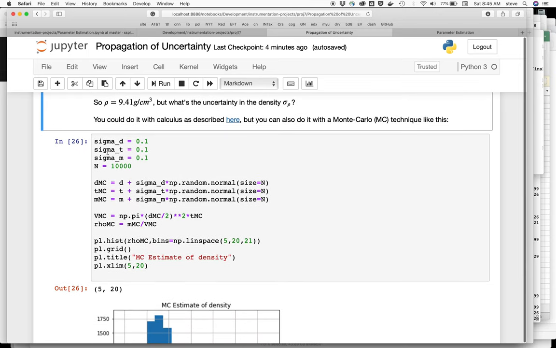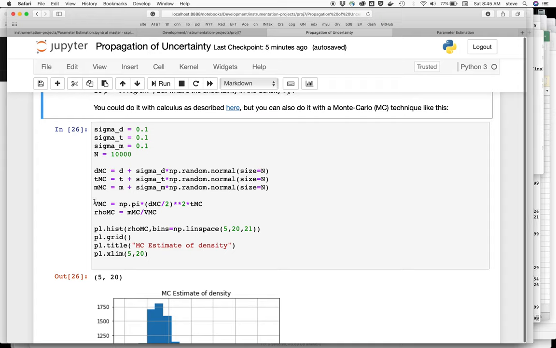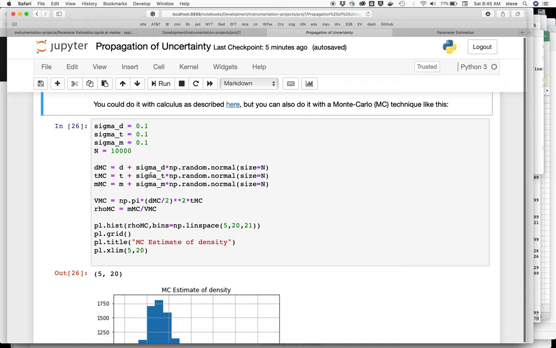So the idea is this: I generate a bunch of Monte Carlo diameters, Monte Carlo thicknesses, and Monte Carlo masses that are the measured values plus a random distribution with a standard deviation equal to the uncertainty in the values that I measure. So I'm just adding normal distributions to diameter, thickness, and mass, and I'm calculating a Monte Carlo distribution of volumes and a Monte Carlo distribution of densities that are produced by these Monte Carlo measurements. So I'm basically simulating the uncertainty of the data in a bunch of Monte Carlo trials and then using that to calculate the distribution of densities that I'm likely to end up with.